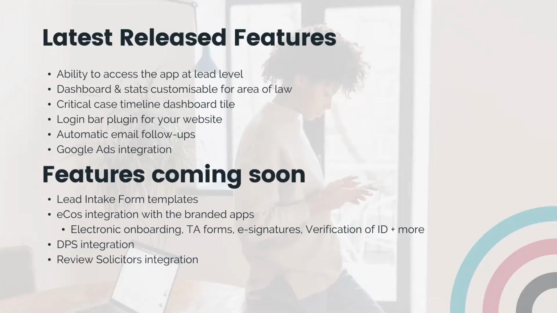Then we have eCOS integration with the branded apps. That will allow you to provide a consistent, seamless journey to your end client, your consumer. Through Perfect Portal, they can see the key stages, track their case through the app, and have the chat and documents, but you can also do eCOS, which is electronic onboarding with TA forms, electronic signatures, and verification of ID directly from the app. So the end consumer only deals with your firm, your brand, and doesn't get requests to use all these different types of platforms.